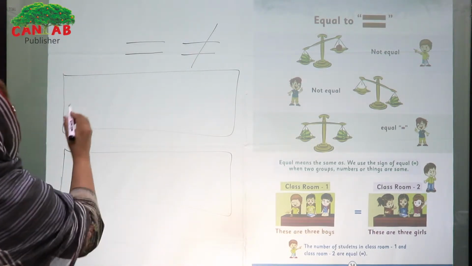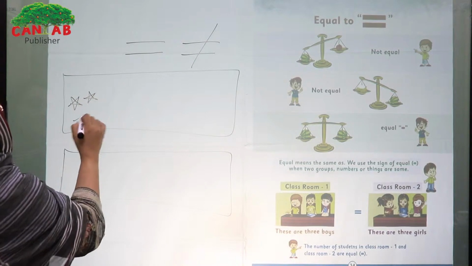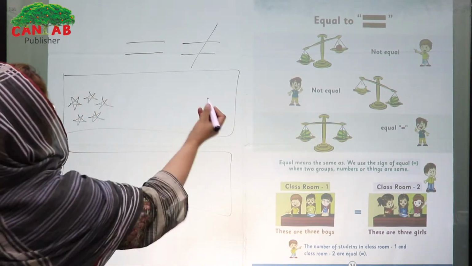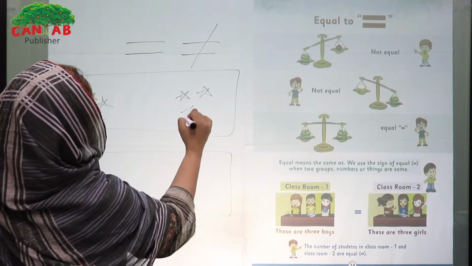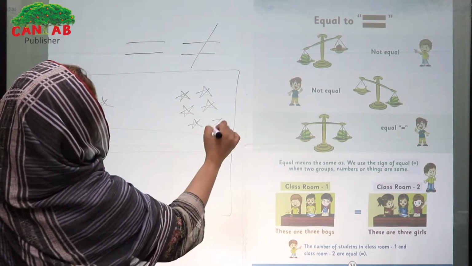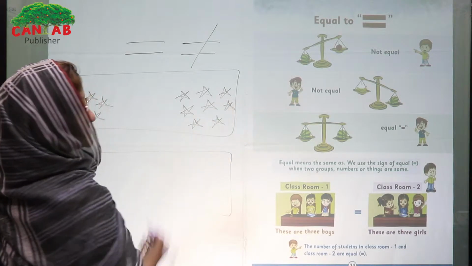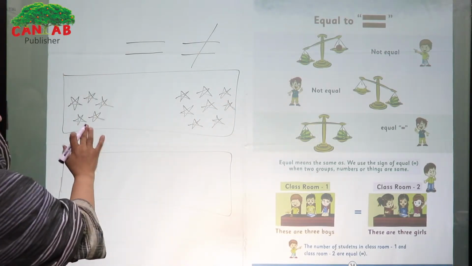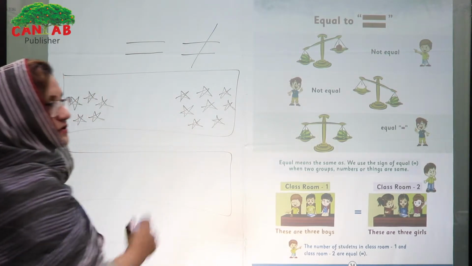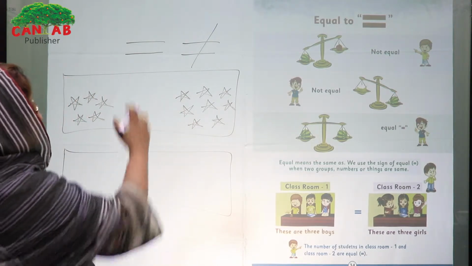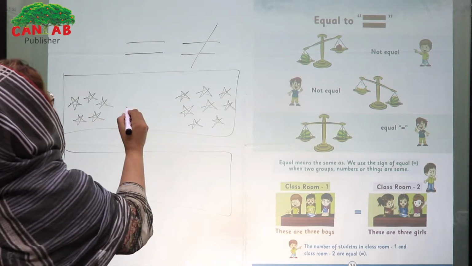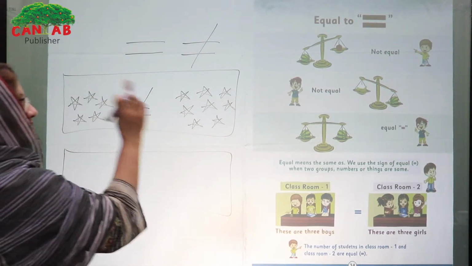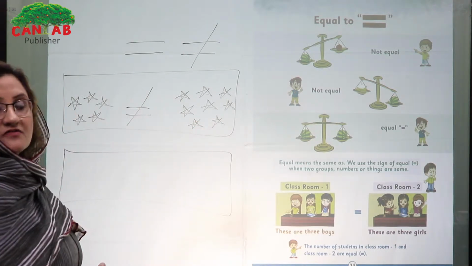For example, look at here. I have drawn 5 stars here, and I'm going to draw 4, 5, 6, 7, 8. 8 stars there. Who will come and tell me whether 4 stars are equal to 8 stars or not? Come and use the sign. Yes. Not equal. 4 stars are not equal to the number of stars.